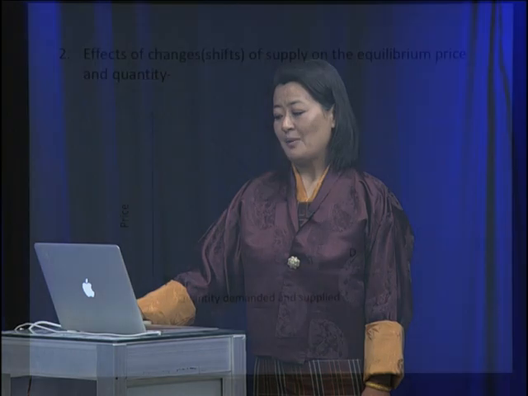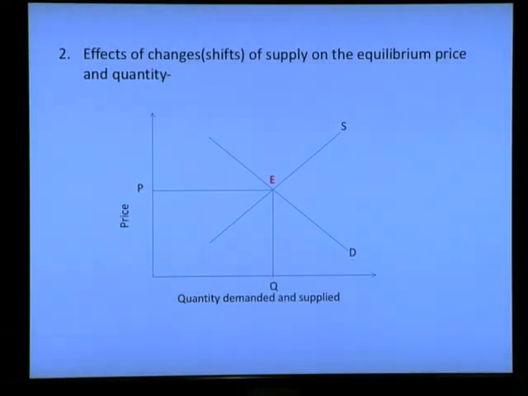Now, let us look into the second one, where we are going to assume demand to remain the same and now the supply would change. Okay, so the equilibrium price is determined at P at the intersection of supply and demand. Since you are already done with the shift in the supply in the earlier lesson, I would like you all to mention a few factors that would result in the changes in supply.